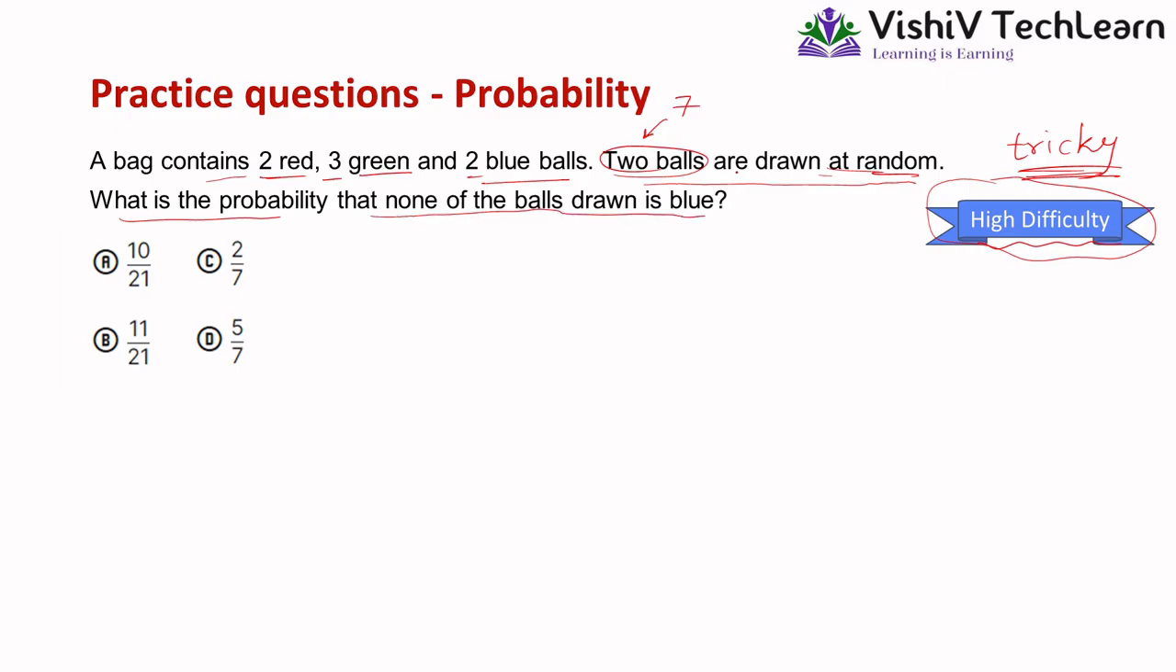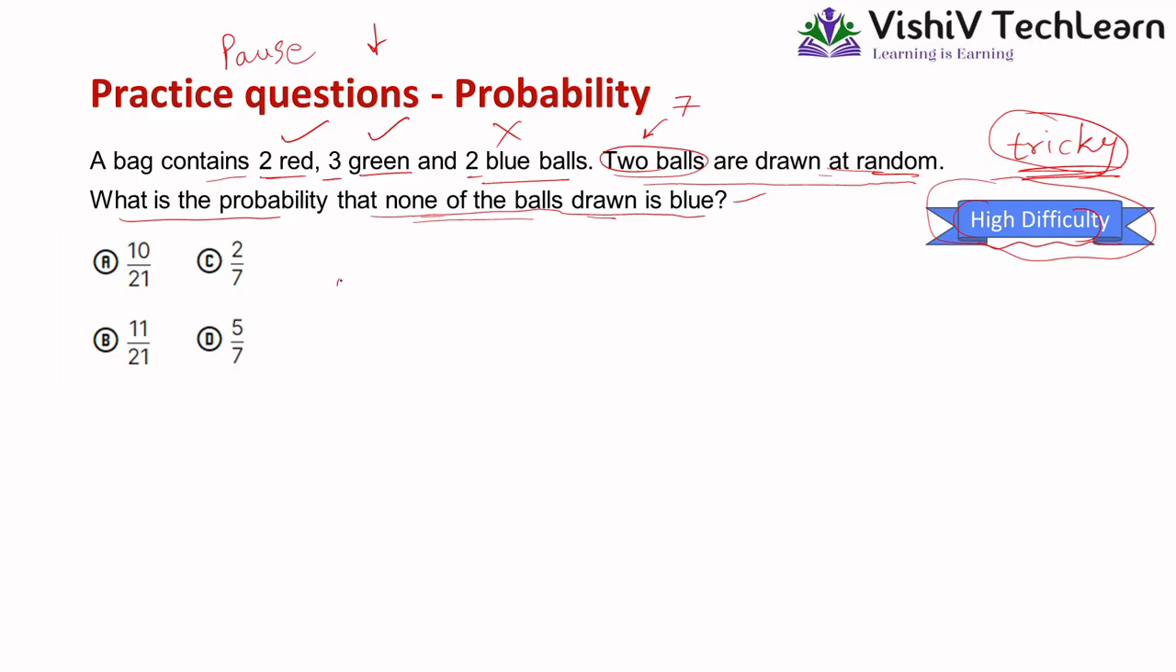Now the condition is tricky. As I said, the condition is tricky, that's why it is a little bit difficult, high difficulty level. The condition is that none of the selected balls should be blue. It can be red, it can be green, but it should not be blue. This is what the condition is. So if you are getting some hints or some logic, try to solve it. Pause the video, try to solve this question. If not possible, you can go through this solution.